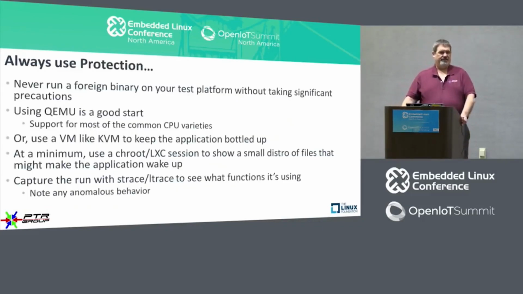Always use protection. That's a general statement in life, but nonetheless, never run a foreign binary on your test platform without taking some significant precautions. First of all, QEMU is a good start. Make sure you keep it bottled up. And of course, there is support for most of the common CPU varieties out there, especially MIPS, PowerPC, ARM, and x86. Or you could use a VM. If you've got KVM, certainly use that to keep the application bottled up. At a minimum, use a chroot LXC type environment.